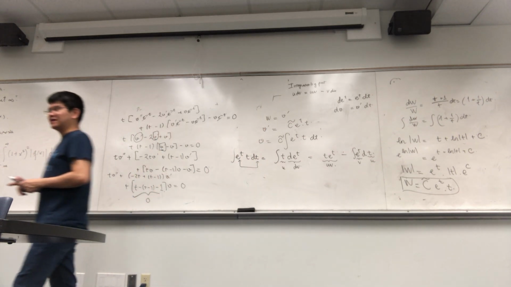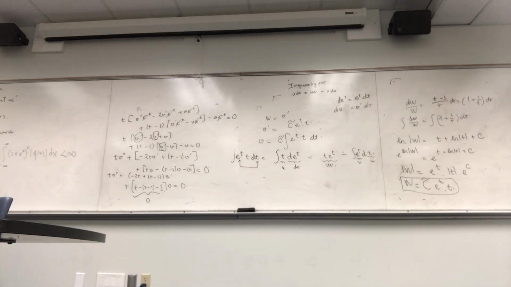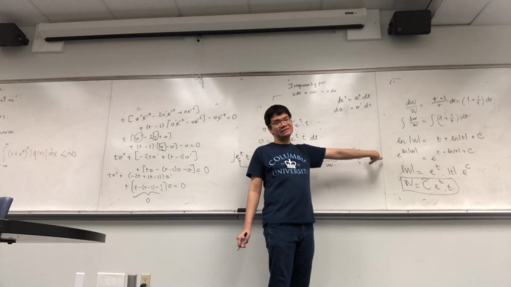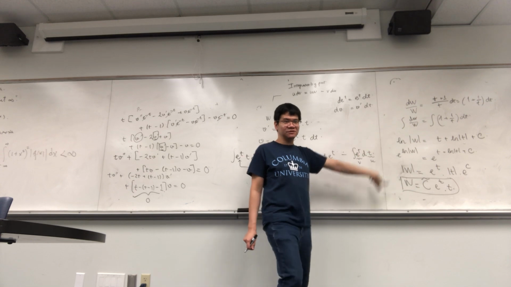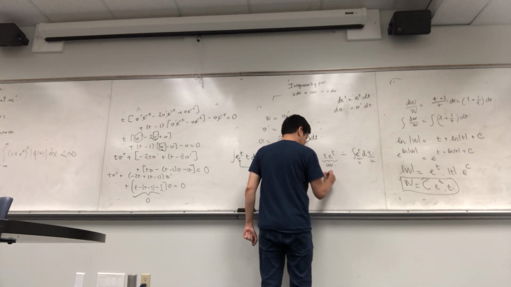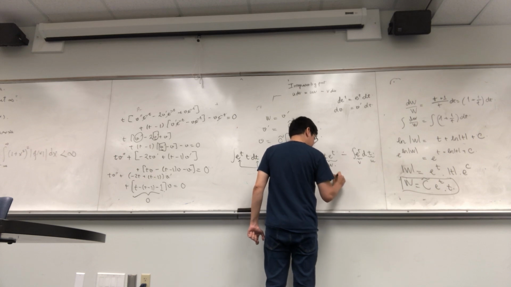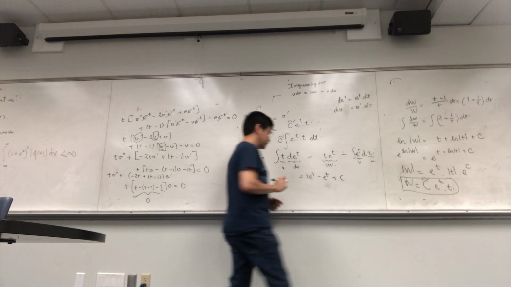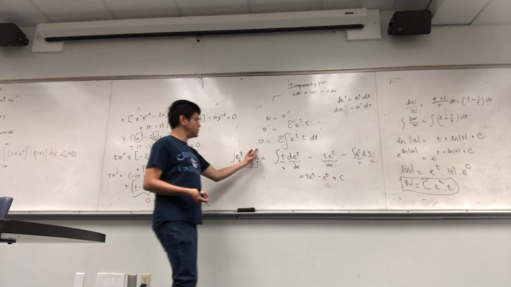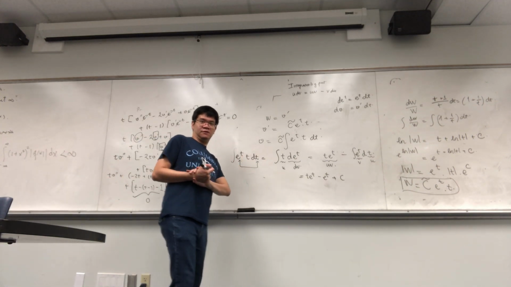So what is the next step? Yes? The integral of e to the t. Now you have to take this integral, but this integral is explicit. This is e^t plus a constant, right? So this is t e^t minus e^t plus a constant. All right. So this is v. Questions?